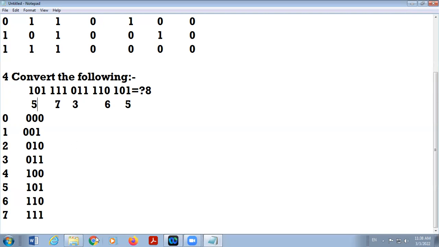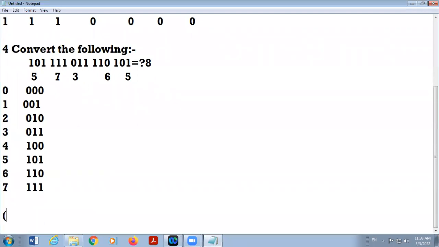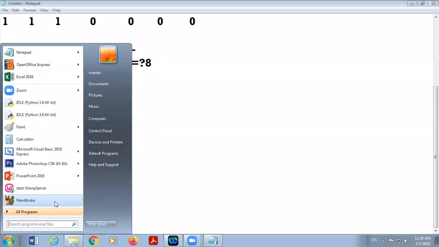The second question of conversion is: convert 423, and this number is a decimal number, and we are going to convert this number into hexadecimal. So decimal to any other number system, we use the division method. Okay, so how will we do it?